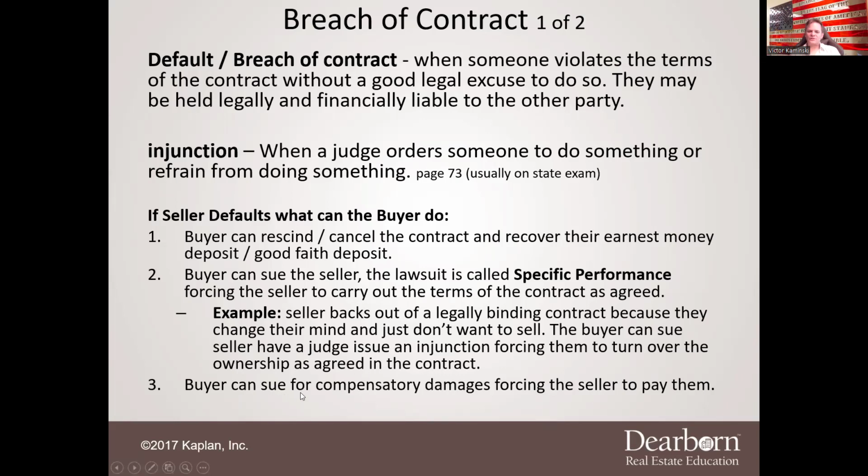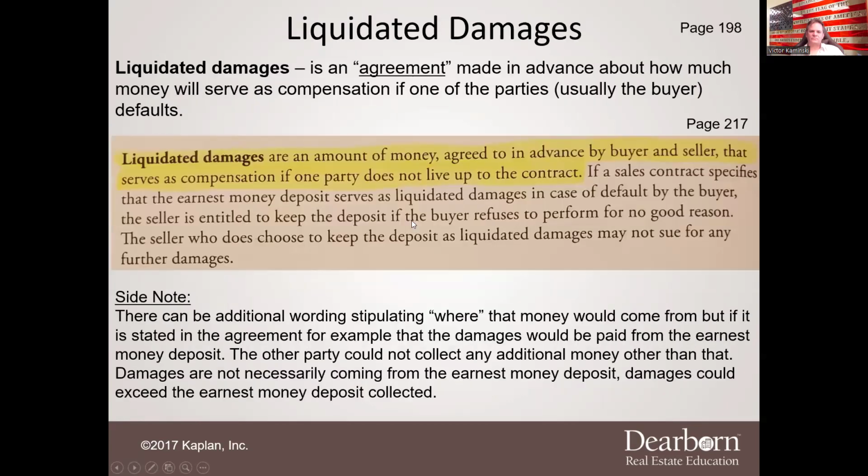Now, the buyer can also sue for compensatory damages. That means for money, moolah, to get paid in the event that the seller breaches the contract. Now let's go over what happens if the buyer breaches the contract. What can the seller do?